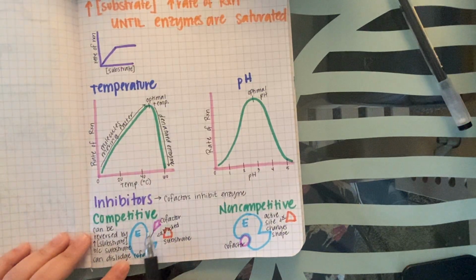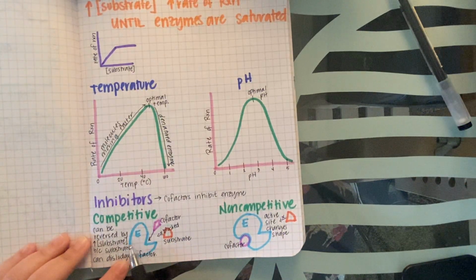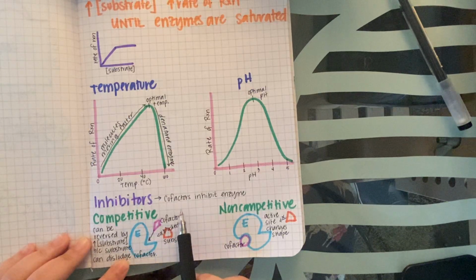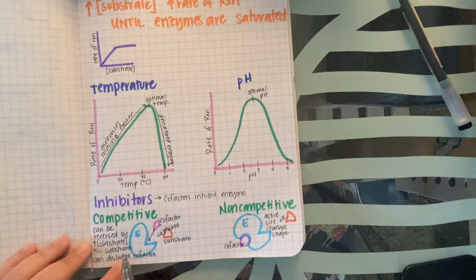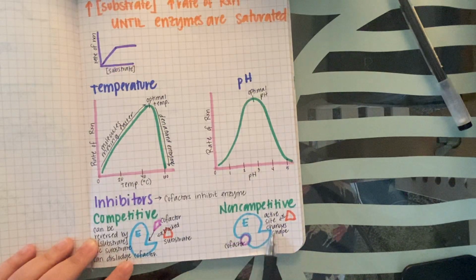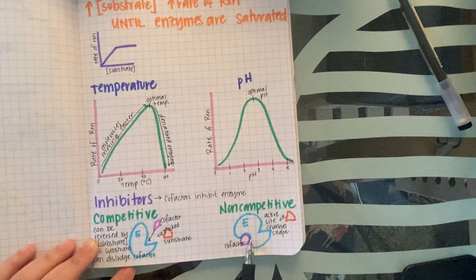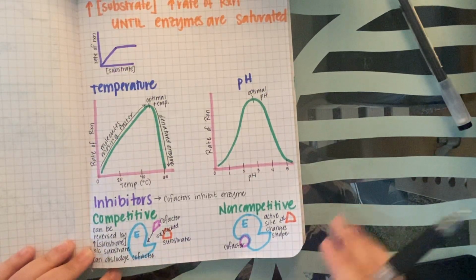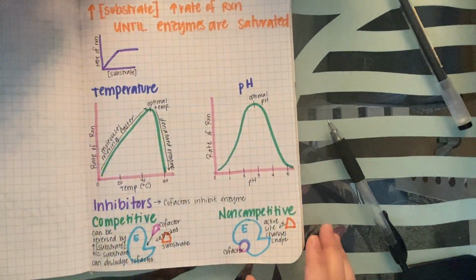So when you have a competitive inhibitor, as substrate increases, the rate of the reaction will actually increase because you're dislodging your cofactor. But with non-competitive, the rate of the reaction won't really change, even if you increase substrate, simply because you cannot reactivate these enzymes when you have a cofactor. It'll happen just at a really, really low rate compared to competitive inhibitors.